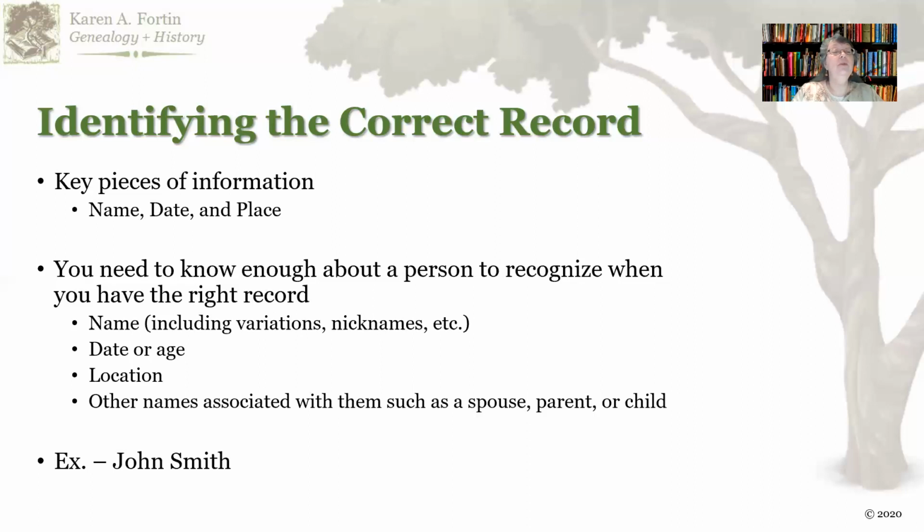For example, say your grandfather's name is John Smith. There was probably more than one John Smith of approximately the same age that might have been living near your ancestor. You may need to take a combination of their age and another family member that appears in the record in order to distinguish which is your John Smith from a different John Smith.